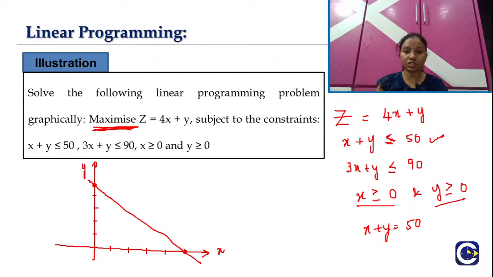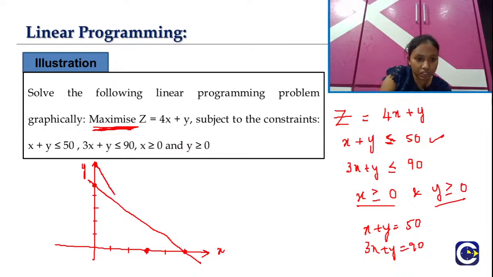The next constraint we have is 3x plus y less than or equal to 90, which means 3x plus y equal to 90. When x is 0, y will be 90, somewhere here I am just plotting it. And when y is 0, x will be 30. That means here. So the plot will be like this. So what is the feasible region now? This will be the feasible region.